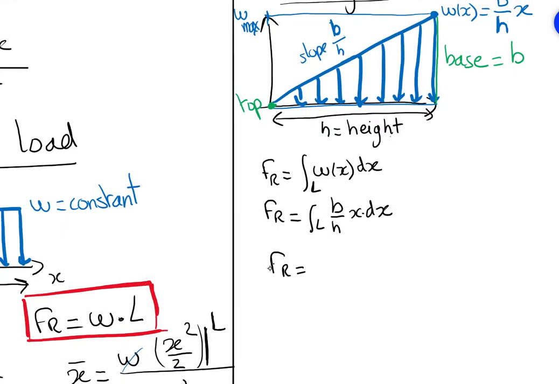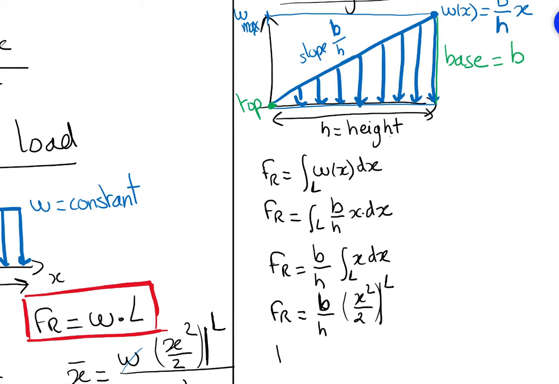So FR is equal to, B divided by H is a constant, integral of x dx on L. So FR is equal to B divided by H times x squared divided by 2 on L. The integral of x is x squared divided by 2. So FR is equal to B, not L. Sorry, I call that H. So the L here is H. Here we go. On H, so I replace by, so B divided by H times H squared divided by 2.